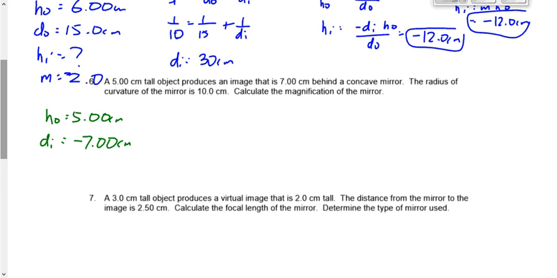Now the radius of curvature is 10. We're going to make that the focal point and make it 4.00. Now, is that a positive focal point or a negative focal point? We don't know what kind of mirror we have here, right? So how do we know what kind of focal point we have?